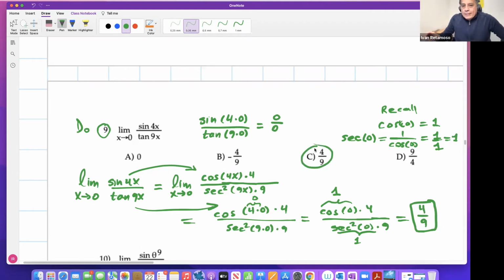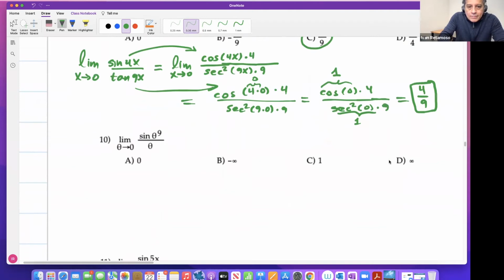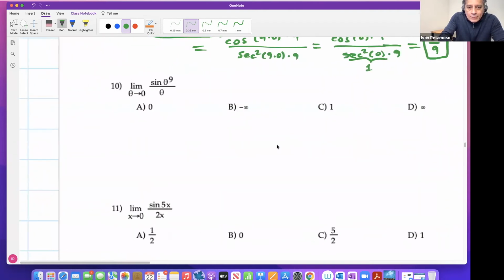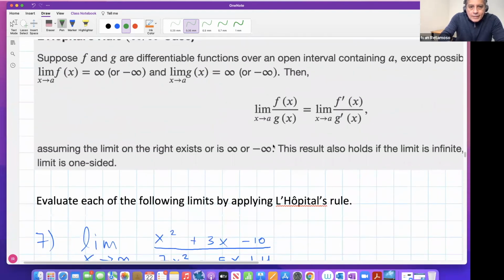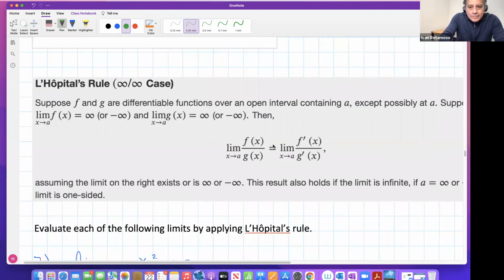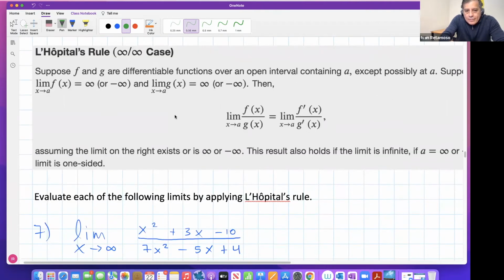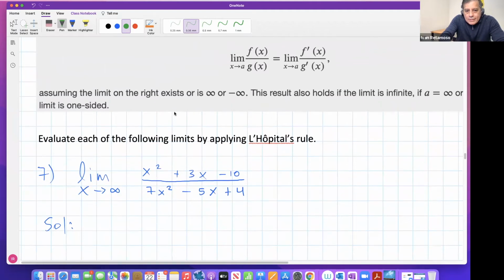Excellent. Okay, guys, enough with this indeterminate form 0 over 0, right? Let's explore other forms. The rest of this you can do at home. If we have time, we can go back to some of these forms. But now let me talk about the other indeterminate form, infinity over infinity. The second one, right? So how do we use L'Hopital's rule when you get infinity over infinity? Well, let me explain that with this example.